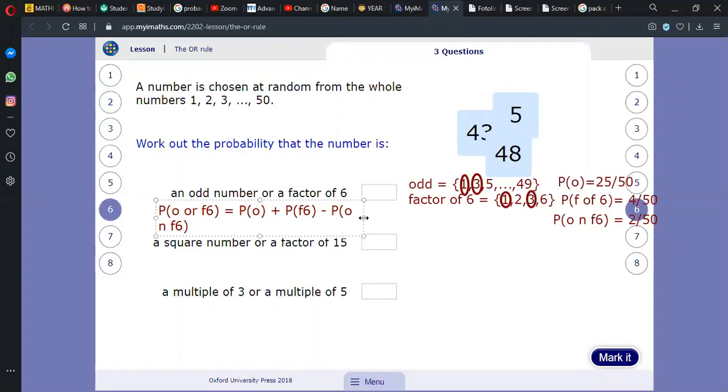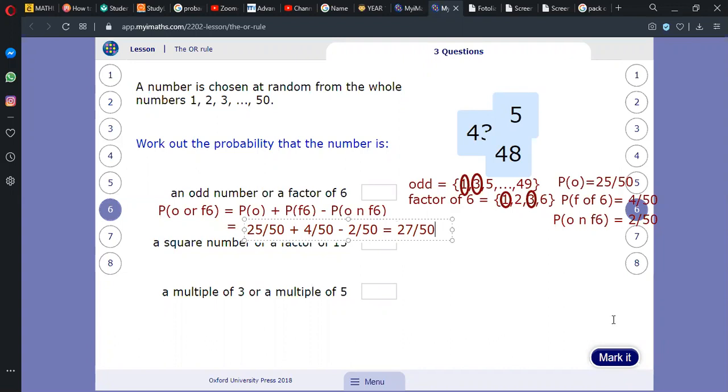So we have to use this formula because the event is not mutually exclusive. So finally, we're going to get our answer to be equal to, so just do the addition, 25 over 50, plus 4 over 50, then minus 2 over 50. I can quickly put that down and then we'll write the final answer there. So we have 25 over 50 plus 4 over 50 minus 2 over 50. And that will finally give us 27 over 50.